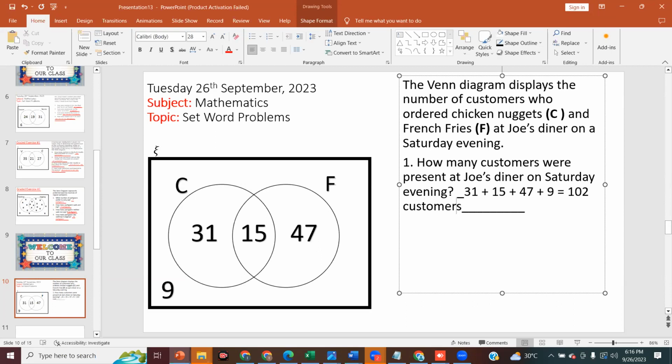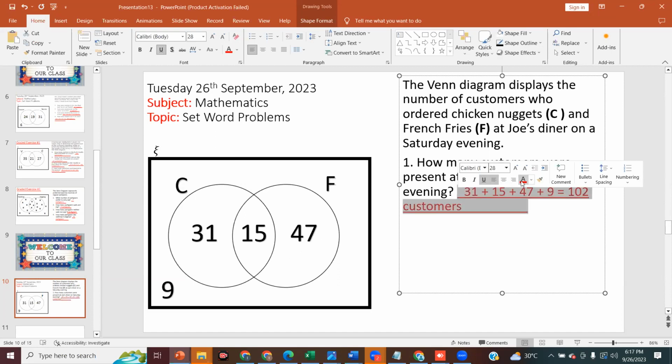How many persons got that? If you got that, please let me know. Me, I got it. 102. All right, very good. Excellent. So the answer is 102. If you didn't get 102, please change your answer and write the correct one. All right, so the persons who are present, right?